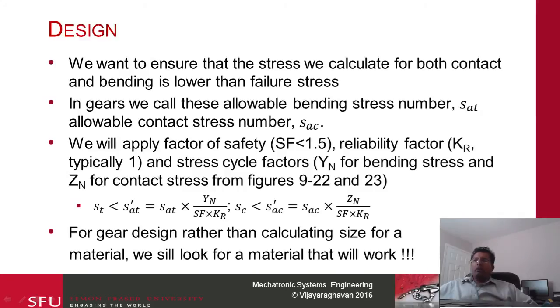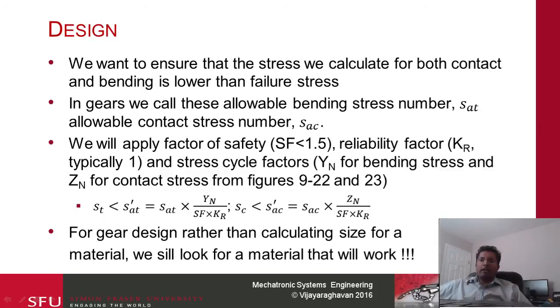Basically, what we want to do is ensure that we can calculate both the contact stress and the bending stress, and that both are lower than some failure stress. So in gears, using all the material and all the correction factors, we call these the allowable bending stress number for tension or bending, which is S sub AT, and the allowable stress number for contact, which is S sub AC. What we'll do is, as before, if you recall the discussion on endurance, we basically multiply this.